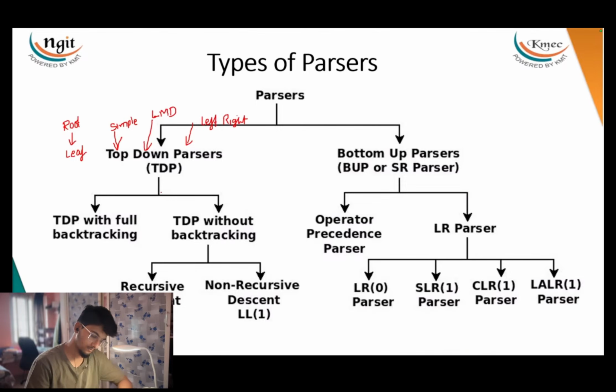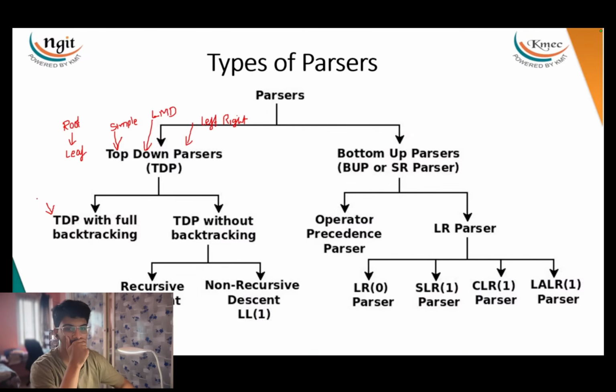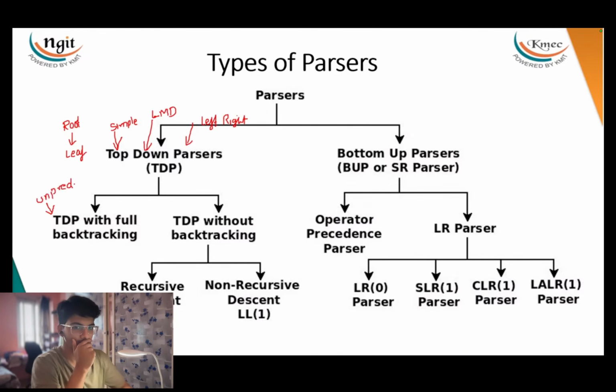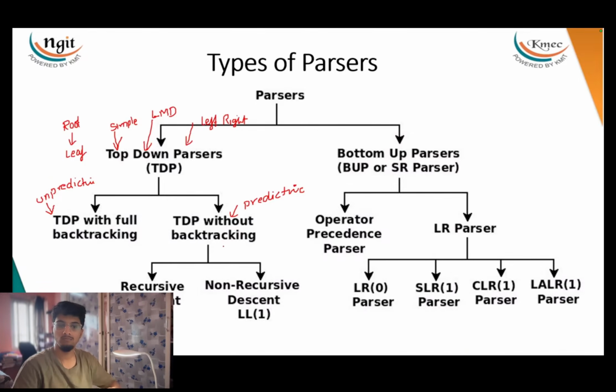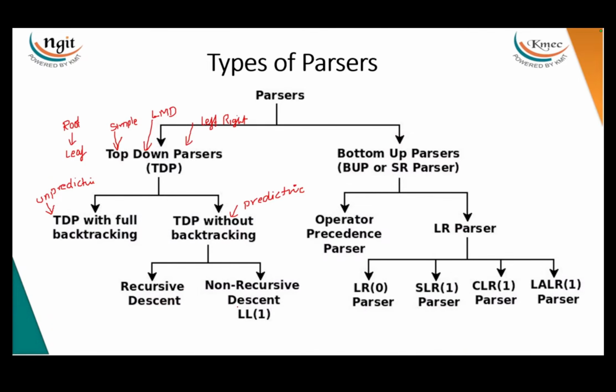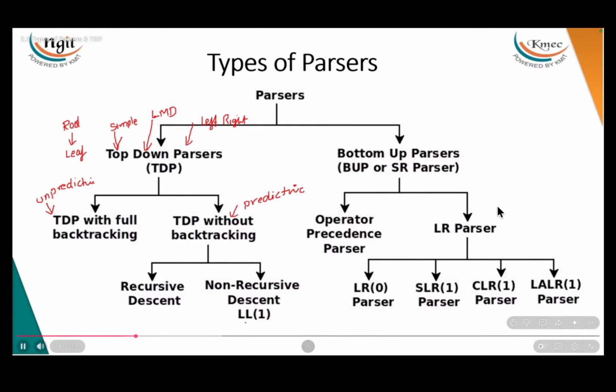In top-down parsers, we are again categorized into two types: with backtracking and without backtracking. With backtracking means we are not predicting the next production to be substituted. We are just blindly substituting the production. That's why we can call it an unpredictive parser. Without backtracking, we can call it a predictive parser. Here we require some intelligence to substitute the production. Once it is substituted, you are not supposed to take it back, as backtracking is not allowed. That is divided mainly into recursive descent parsers and non-recursive descent parsers, also called LL1 parser.